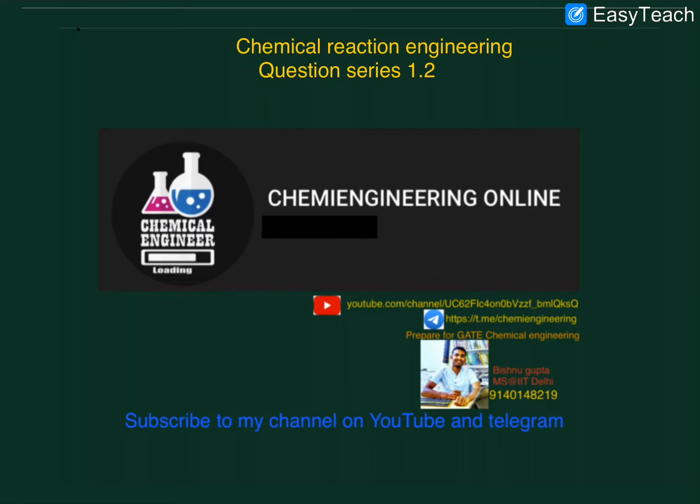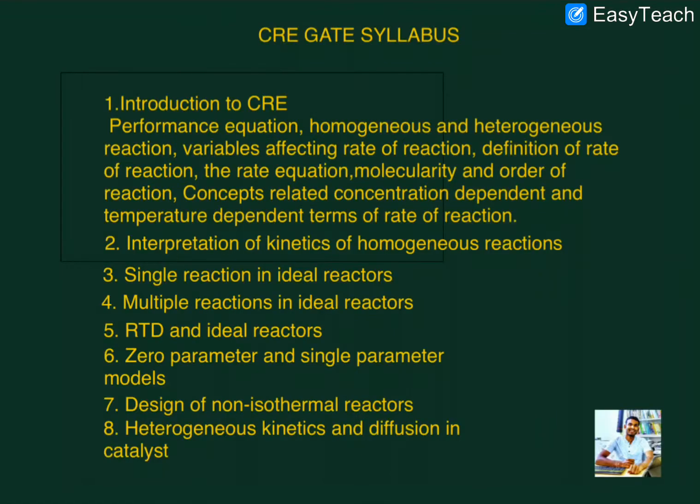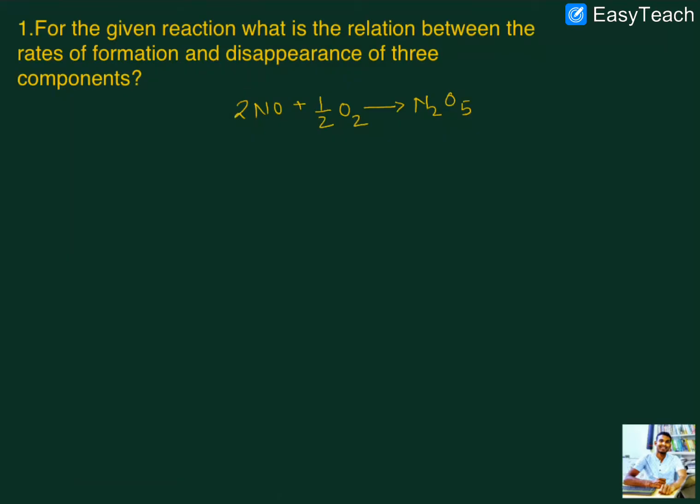We are going to start our chemical reaction engineering question series 1.2, and here is the theory GATE syllabus that I have divided into 8 sections. We will cover each topic in our question series. Now here is the first question.